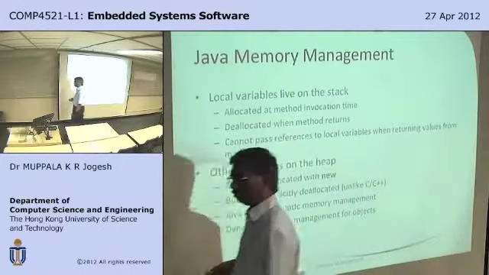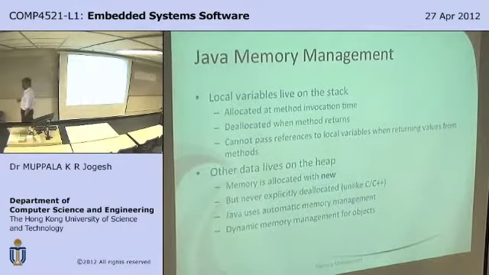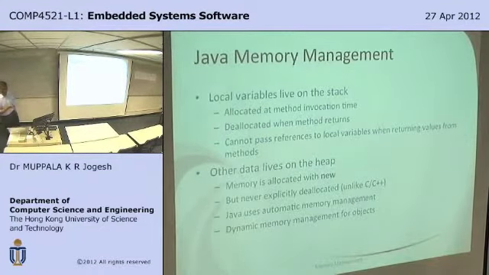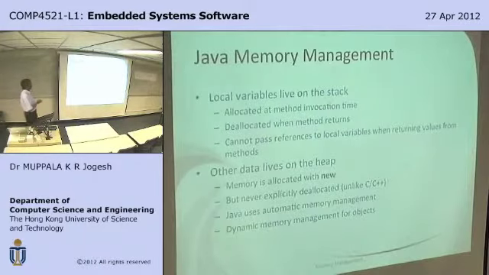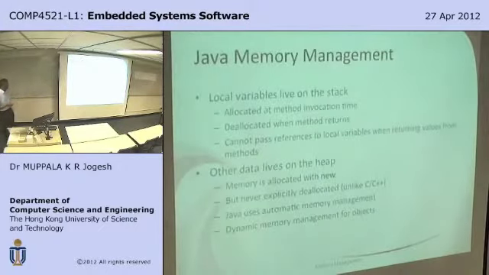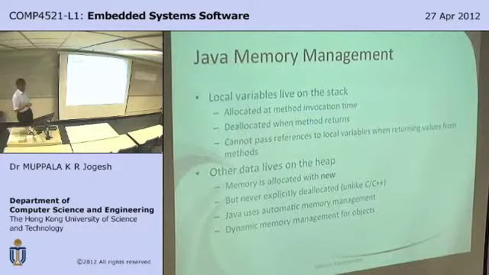In Java, you don't have to do it because Java has built in something called garbage collection, which I will briefly refer to a little bit later. And that's the reason why Java uses what we call automatic memory management, and so dynamic memory management is used for objects. If you're writing programs in C or C++, you need to pay close attention to this.